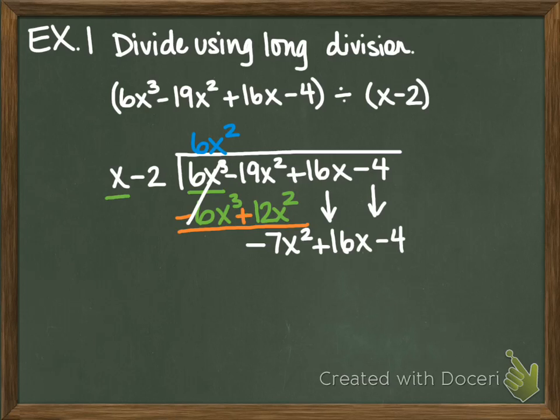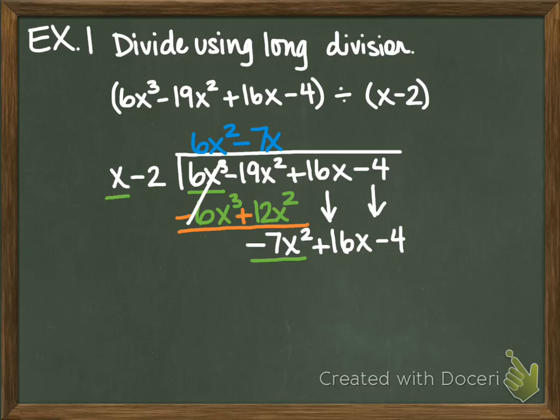If I didn't bring the negative 4 down as I'm working the problem, I might forget about it. So if I bring it down every time, then it's not forgotten. It's going to stay. Every time we multiply back, we know what we need. Okay, so again, x times what equals negative 7x squared? That's going to be negative 7x. Multiply back. Negative 7 times x is negative 7x squared.